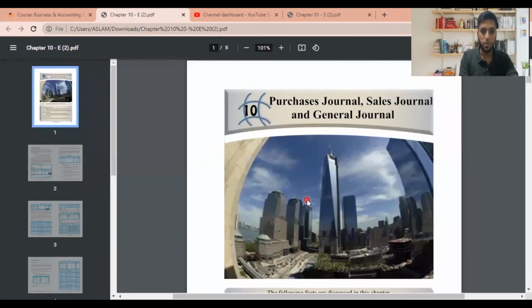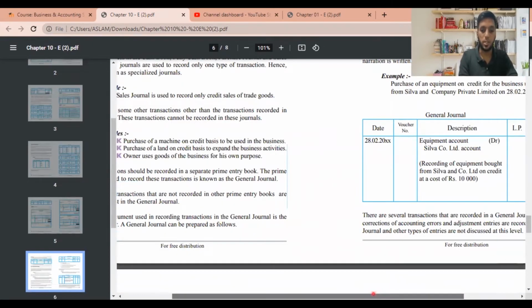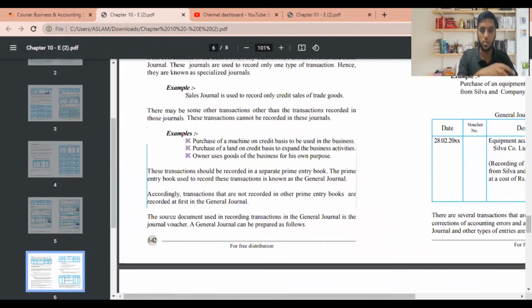We discussed in purchase journal regarding credit purchases and we discussed in sales journal regarding credit sales. In general journal, it's completely a different aspect. You need to understand one particular thing. Whatever comes in primary books is not recorded under general journal. Whatever cannot be taken under a primary book should be recorded under general journal.